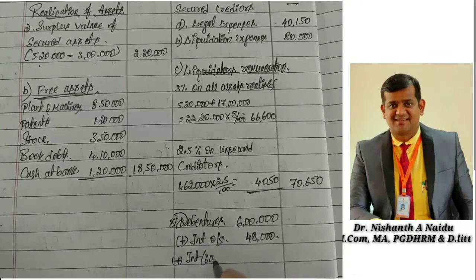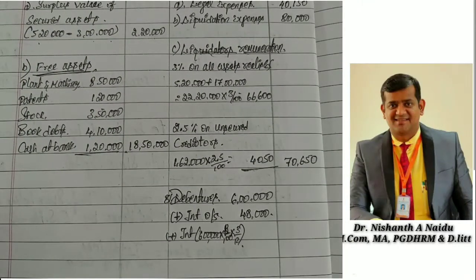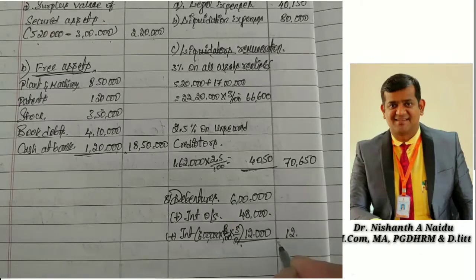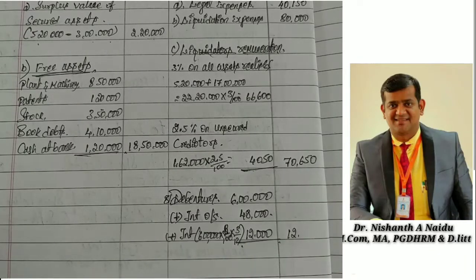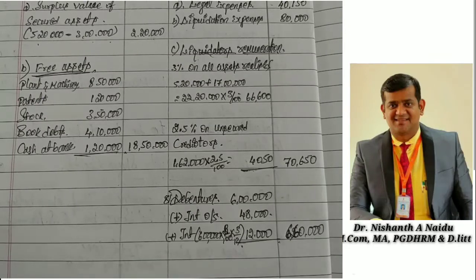That is 6 lakh into 8 by 100 into 3 by 12, because we have to pay for 3 months. So calculate 6 lakh into 8% into 3 divided by 12, that comes to 12,000. Now 6 lakh plus 48,000 plus 12,000, put together, 6,60,000 rupees.